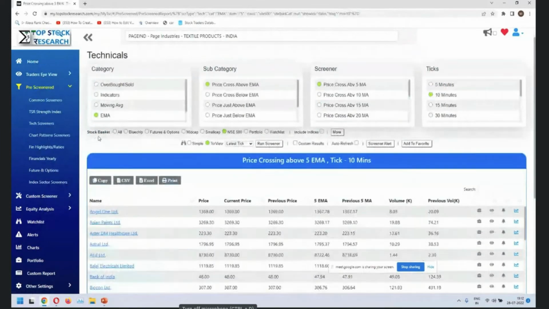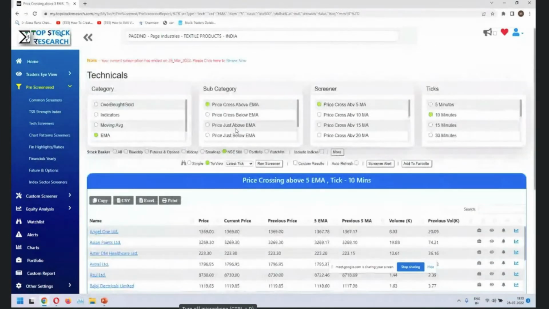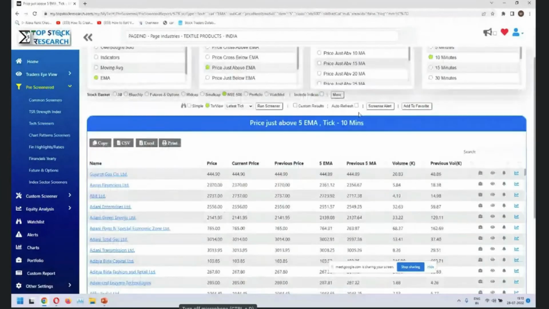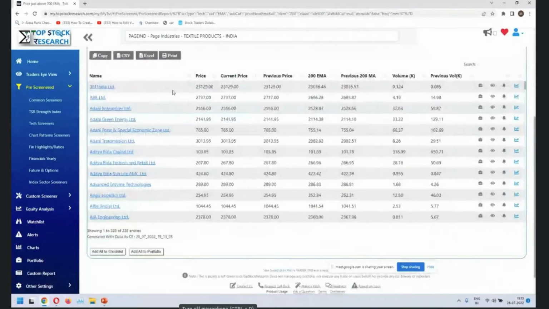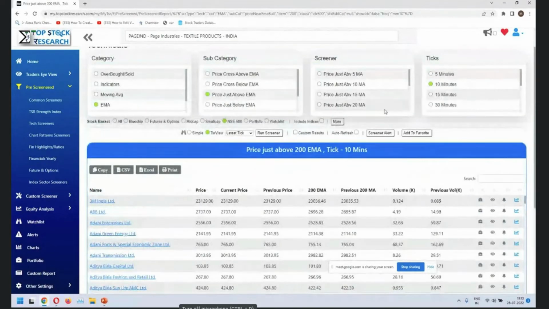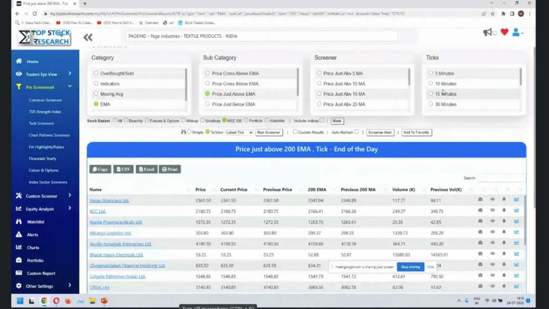Same way, you can go into EMAs. EMA's price just above certain EMA. For example, if you're looking at 200-day moving average, right? So these are certain stocks which are just above 200-day moving average or 200-tick moving average, where the tick here is 10. If you're looking at 200-day moving average, you can look here.